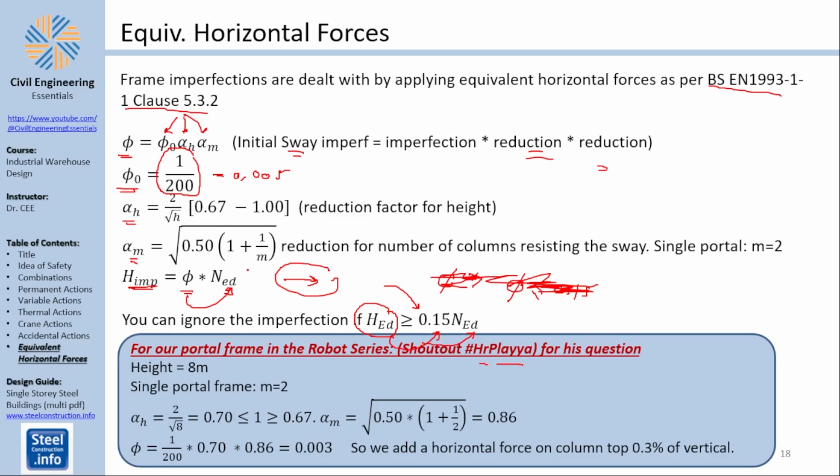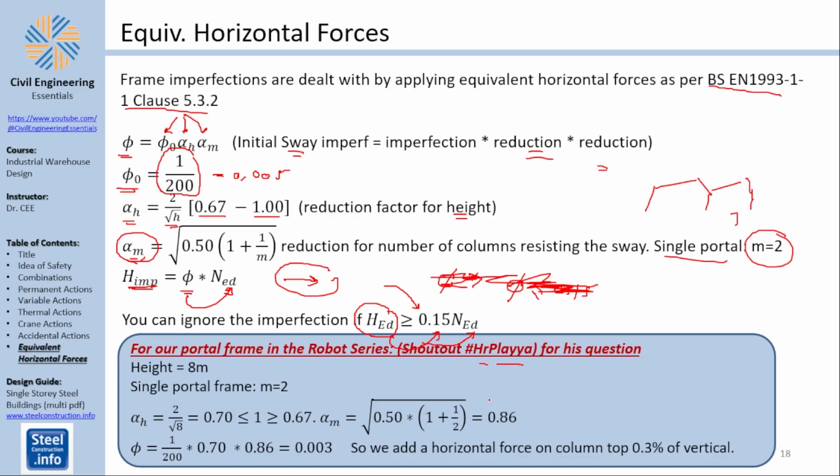Now, what are those things? This alpha h is the reduction factor for height, where your h is the height of the column, and it's between 0.67 and 1. This alpha m is the reduction factor for the number of columns. If you have a single portal, then you have m equals 2. If you have a double portal, then you have m equals 3, and so on.